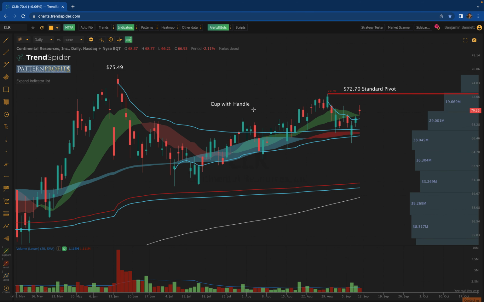Sticking with this theme, CLR, cup with handle pattern. Same situation here. You see that anchored VWAP reclaimed within the handle, back above the 10-20 cloud. 72.70, the standard pivot above. Can either take that on weakness as it comes in, bench real tight in here, or as it pushes through 72.70 on big volume, 75.49 is the level on the left to be aware of.